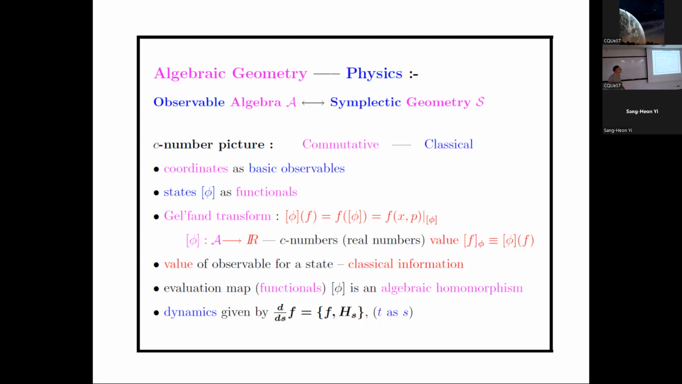So the so-called Gelfand transform is to look at it the other way around. You want to look at it not as the function with a value on the state, but as a map of the state. You take the state as a map that sends each observable in the observable algebra to a number, its value. We can call it the evaluation map. So that's the functional. What is a functional? A functional is just a map from an algebra to the set of real numbers. That's very simple.